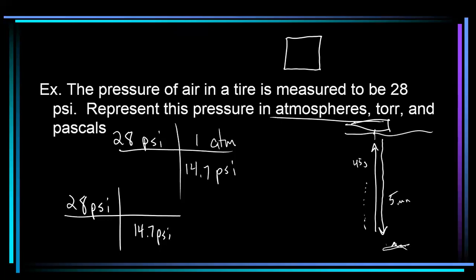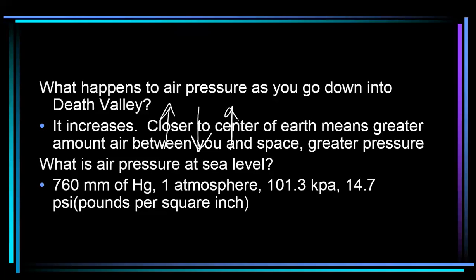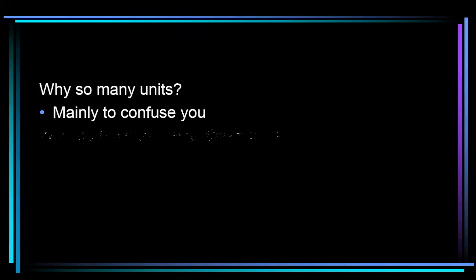Okay. What are you converting to? PSIs to torr. Now, torr may not be on that list, but torr is the same thing as millimeters of mercury. Torr and millimeters are the same thing. It's all Torricelli's, so it's 760.